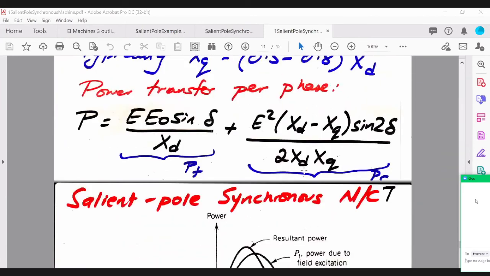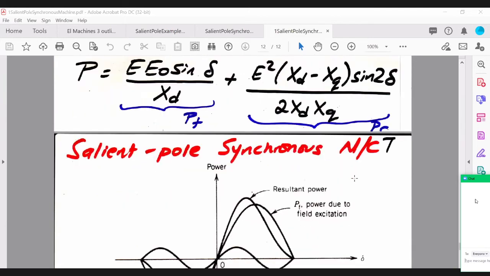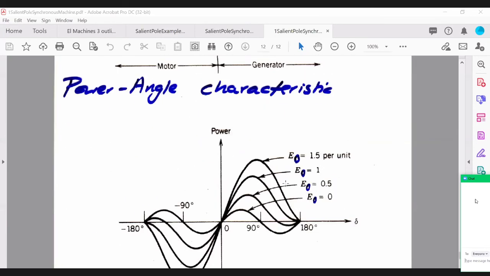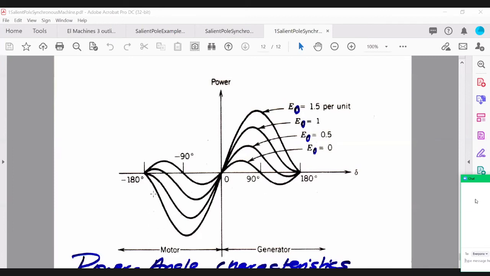if your field excitation or your field current is 0, this component will basically be 0. That's your power due to the field circuit. And then you end up with only the salient power that's being represented by this curve here, right? So at this point, when the field current is 0, we end up with this curve, which gives you the maximum power at 45 degrees.